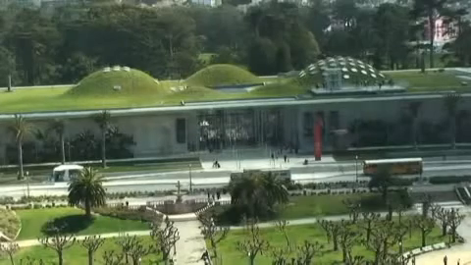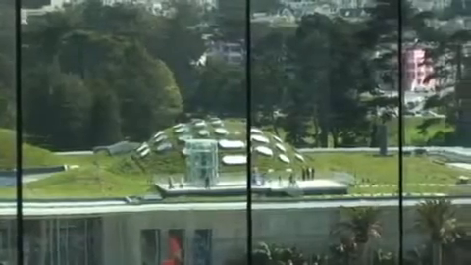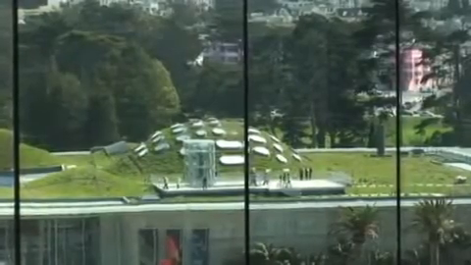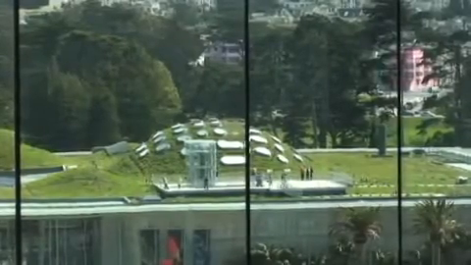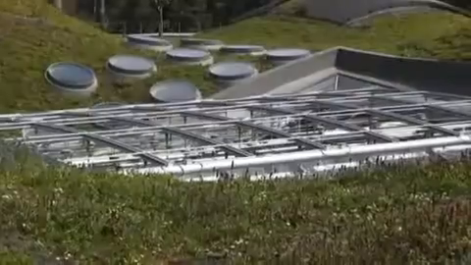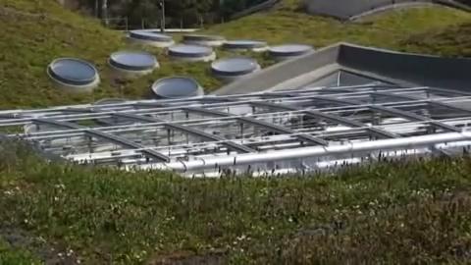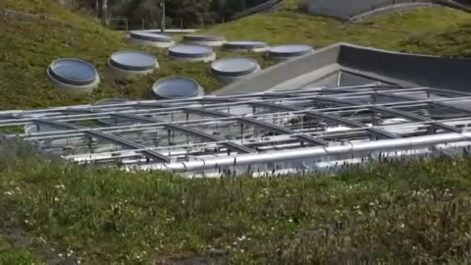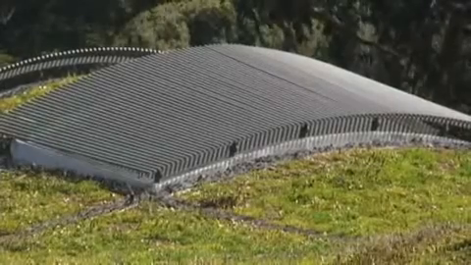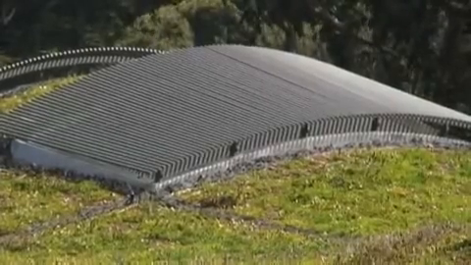So this roof, after the first year of establishment, will not require any more irrigation. And the roof will retain 98% of the water from rainfall and from mist, and be collected in cisterns below the building, which will then slowly replenish the aquifer.